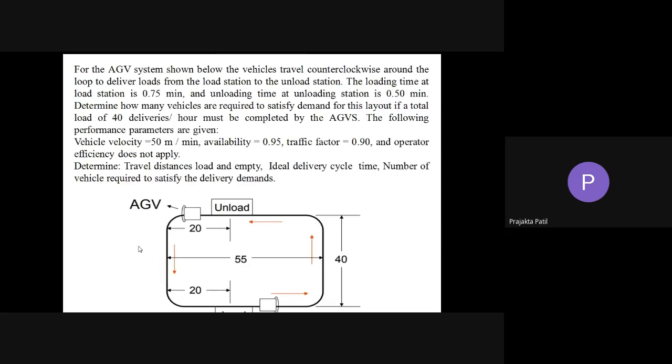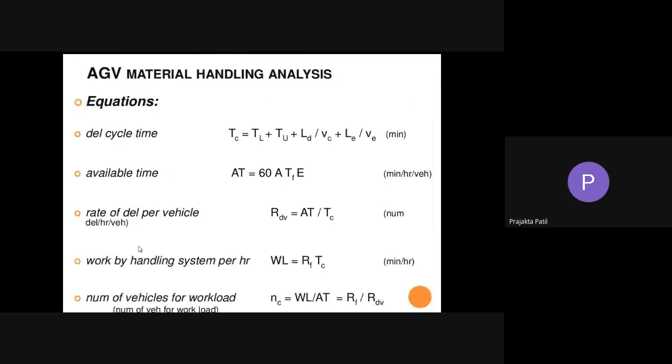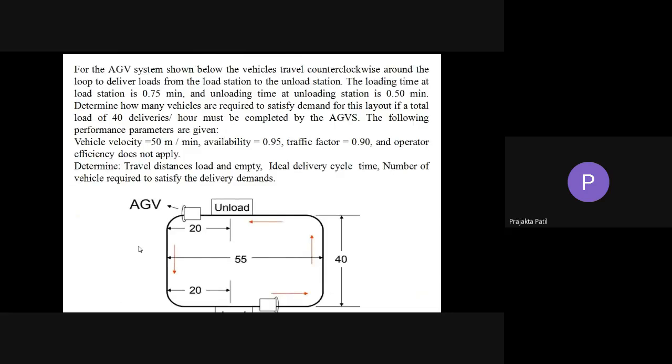Sorry, TL, right? Yes, loading time, TL. So 0.75 minutes is the loading time, and the unloading time at the unloading station is 0.50. TU is the unloading time. So TL and TU are given in this. You can just note down those two. TL is 0.75 minutes, and the unloading station time, that is TU, is 0.50 minutes.